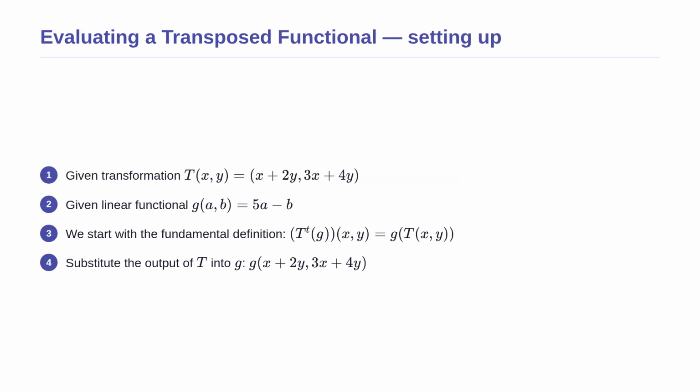Before we move on, let us see this with a concrete example. Suppose we have a linear transformation from R2 to R2 and a linear functional g defined in the dual space of the target. Our goal is to find the explicit formula for the transposed functional. We rely entirely on the fundamental definition. We know that applying the transposed functional is the same as transforming the vector first. So our first step is to substitute the output of the transformation directly into the functional g.